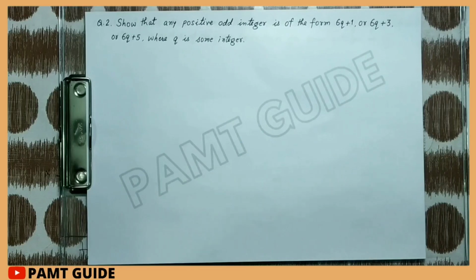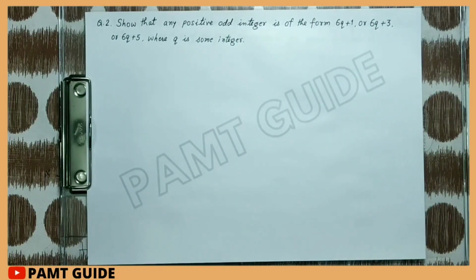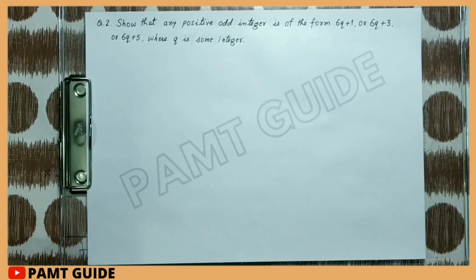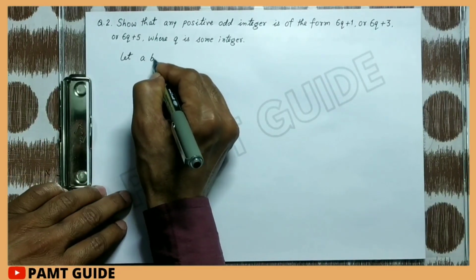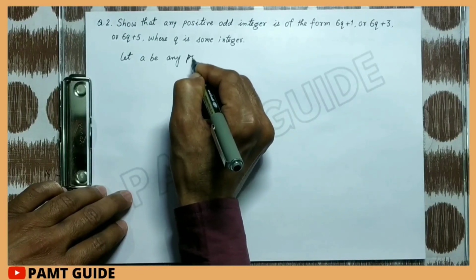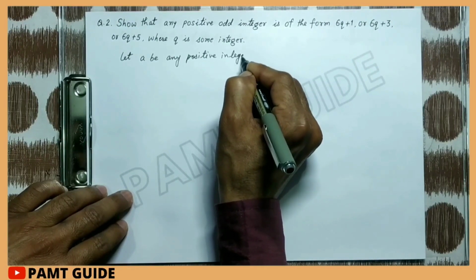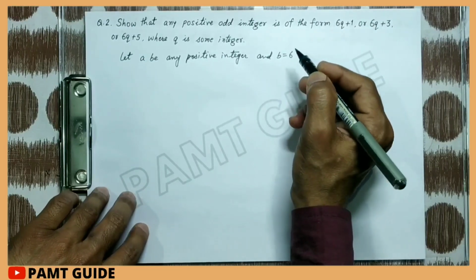The second question is: show that any positive odd integer is of the form 6q plus 1, or 6q plus 3, or 6q plus 5, where q is some integer. Now here 6 is the multiple of q, so we take the value of b as 6, and similarly, just like the previous question, we write: let a be any positive integer and b equal to 6.